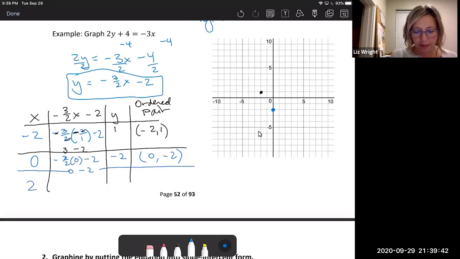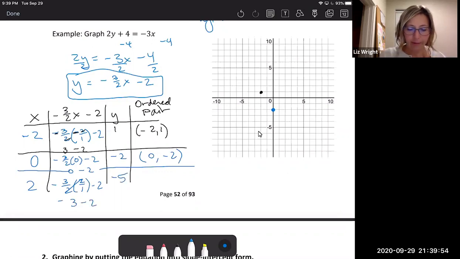So then I've got negative 3 halves times 2 over 1 minus 2. So these 2's are going to cancel out. And then I've still got negative 3 minus 2, which is going to give me negative 5. So then I'm going to get 2 comma negative 5. So I'm going to go 2, negative 5.